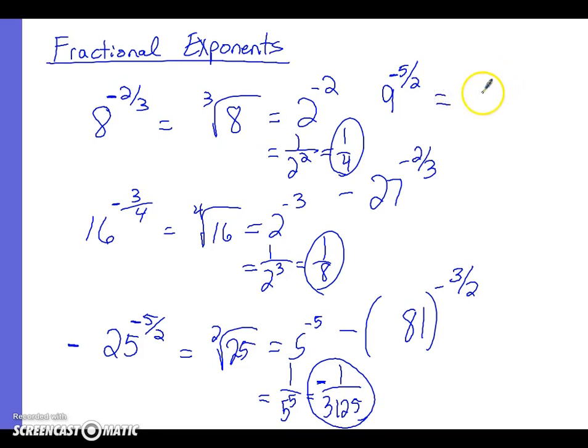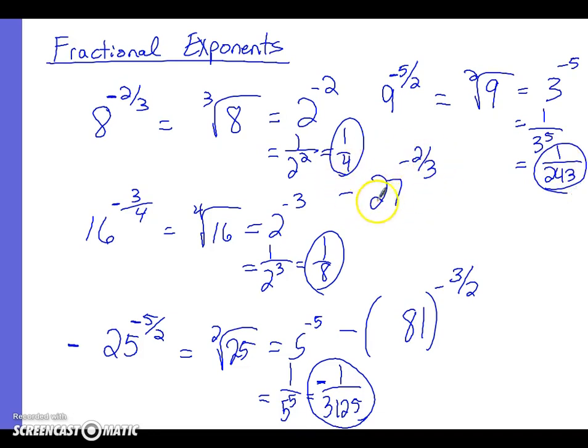This one right here, 9 to the 3/2 power, because the square root of 9, the denominator, is 3. And then 3 to the negative 5th power. 3 to the negative 5th power, again, is the same as 1 over 3 to the 5th power. And 3 to the 5th power is 243. So 1 over 243. Again, you can check it on a calculator.